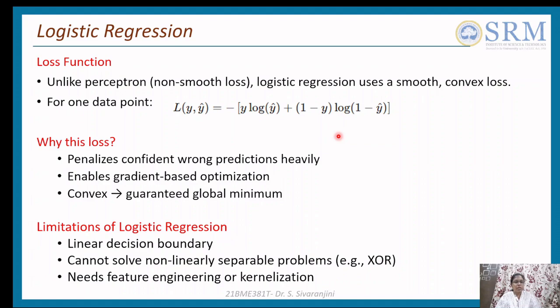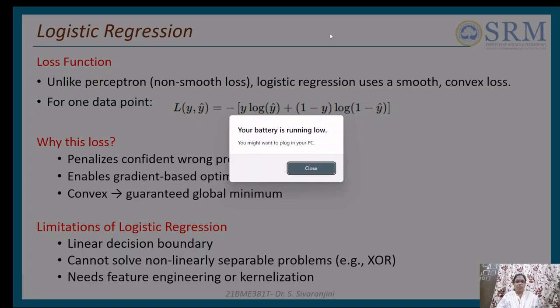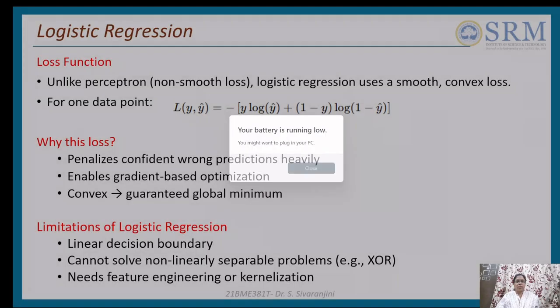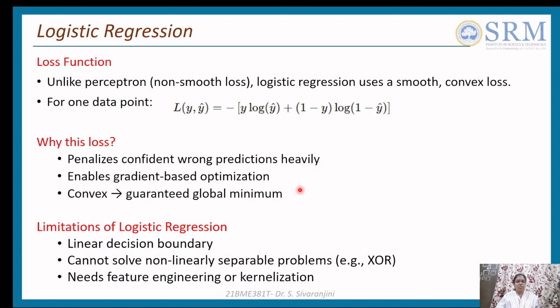Right? So why is this loss important? Why is this loss used in logistic regression? It penalizes confident wrong predictions heavily. Penalizes in the sense that it gives you a very bad output. So the log function's steep curve near 0 is what creates this heavy penalty. The curve becomes the heavy penalty.